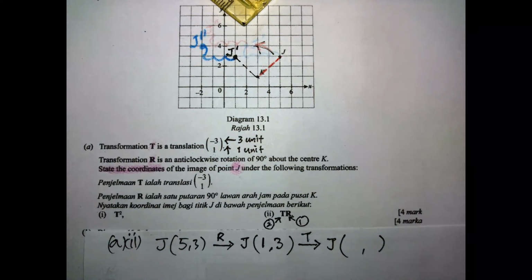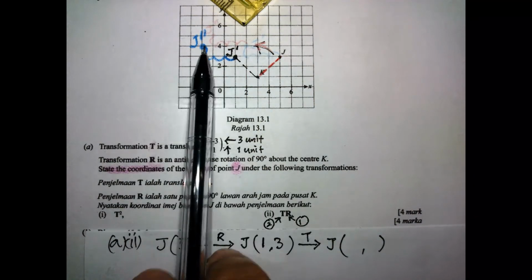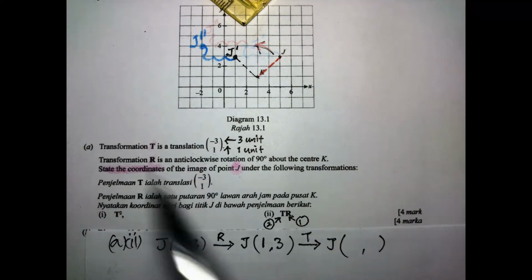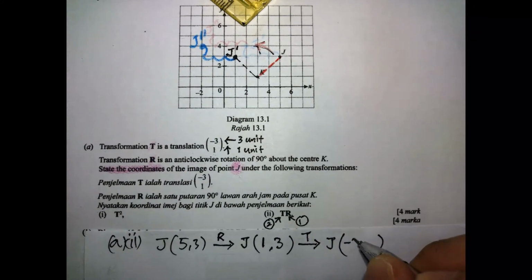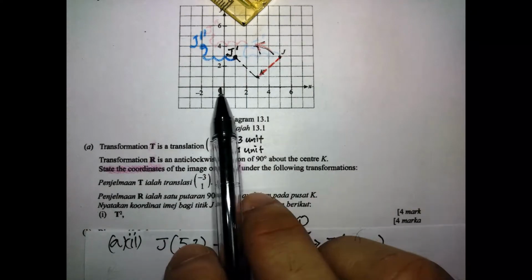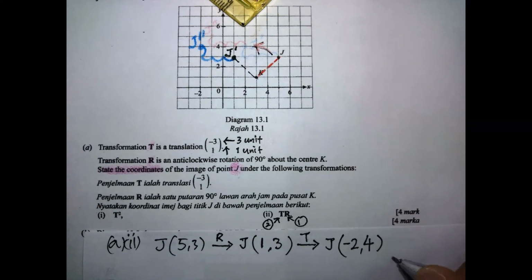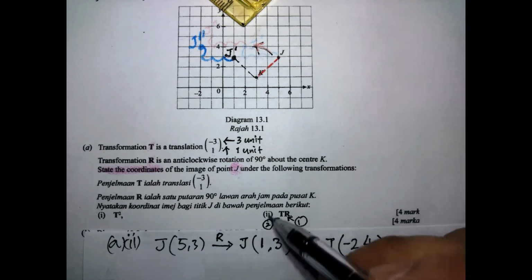So this is your J, second image. Now when you have the point, you read the coordinates: x is -2, and y is 1, 2, 3, 4. So here is 4. So this is your answer for question number 2.